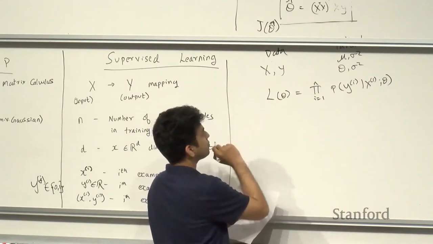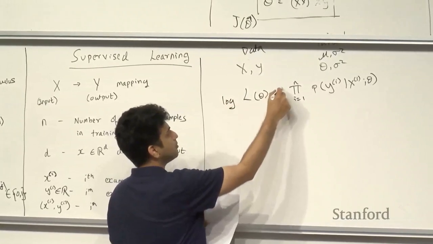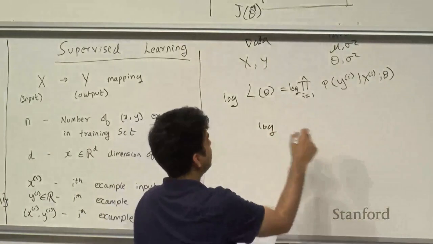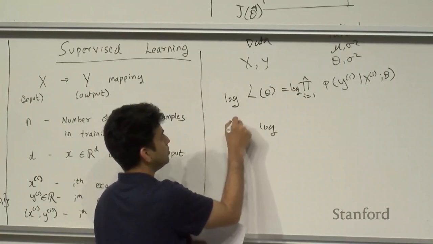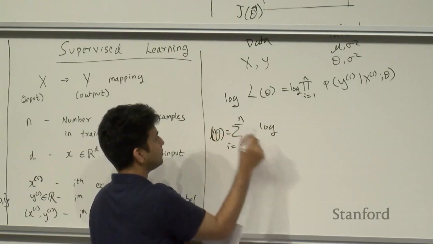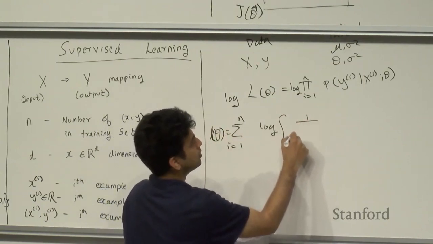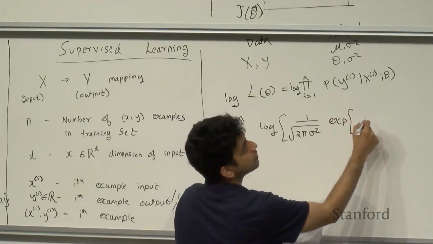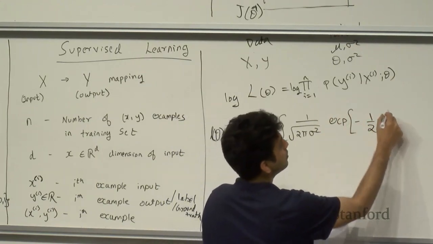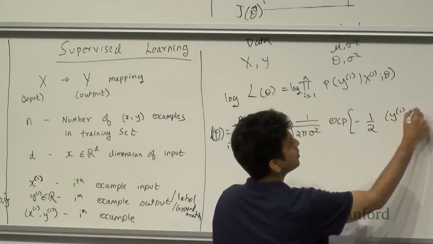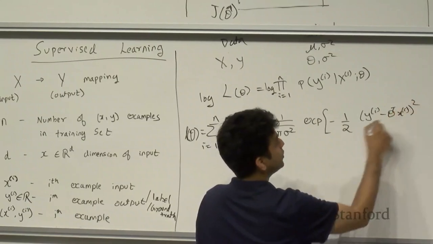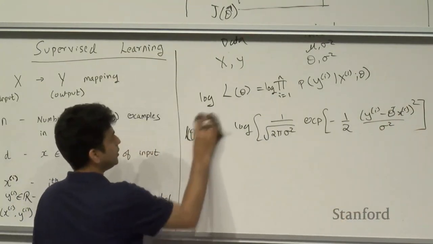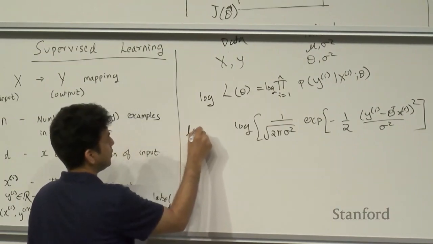And then what we do is instead of the likelihood, we take the log likelihood, right? And this is going to give us the log of that PDF. So the sum from i equals 1 to n. We'll call this L theta, of 1 over square root of 2 pi sigma square times exp of minus half, yi minus theta transpose xi square over sigma square. Let me write this a little more clearly. This is just L theta equals.